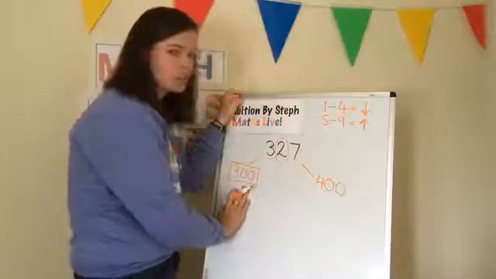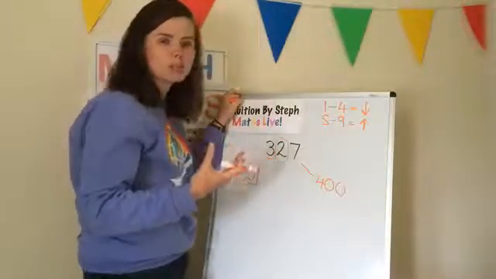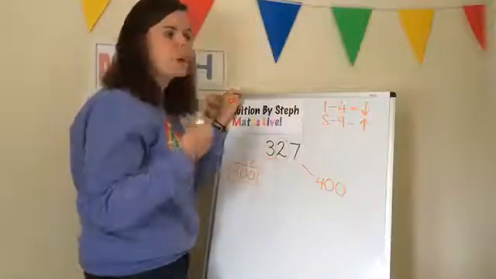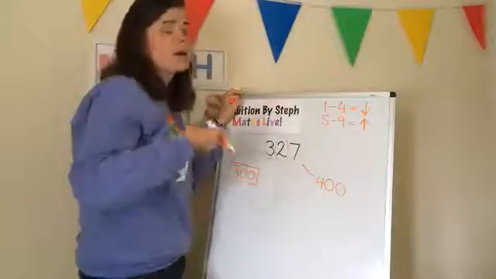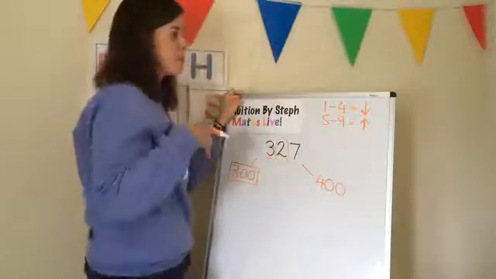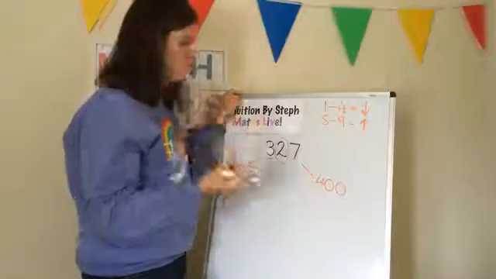There's nothing else that comes after it. It can't be 320 because 320 is not a multiple of 100. Your answer either has to be 200, 300, 400, maybe 2,600, maybe 15,800. It always has to end in 00.